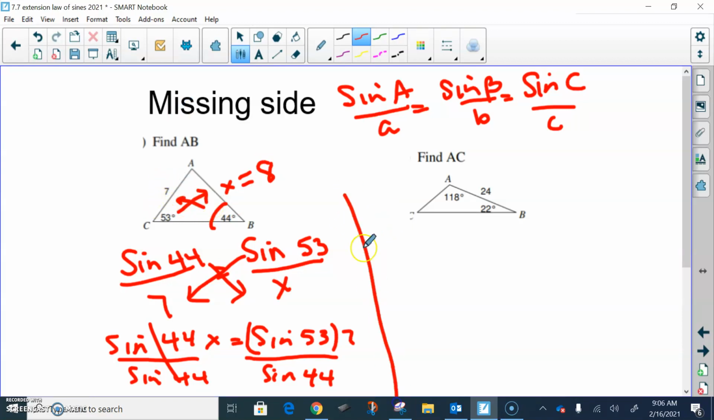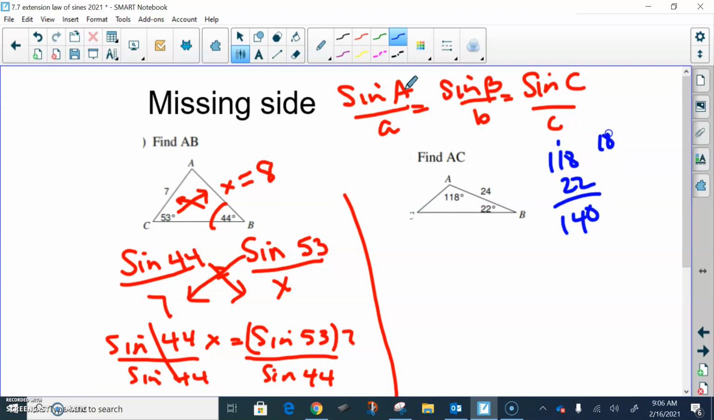Let's try another one. So again, you have to have an angle and a side across from it. We don't have that here. The only side we have is this one, so we need this angle, but that's not a problem. We know that the three angles have to add up to 180, so let's go ahead and figure that out.